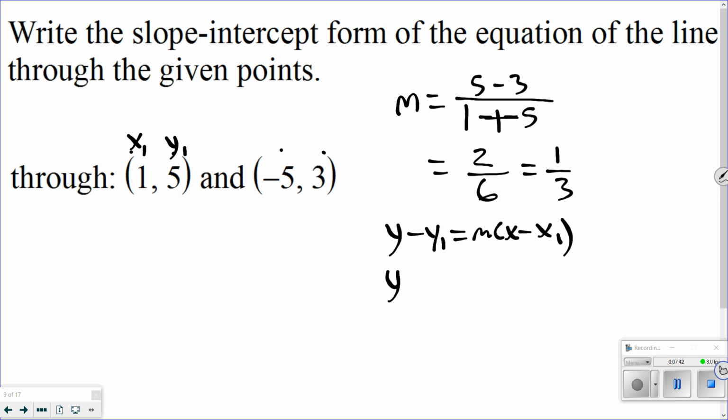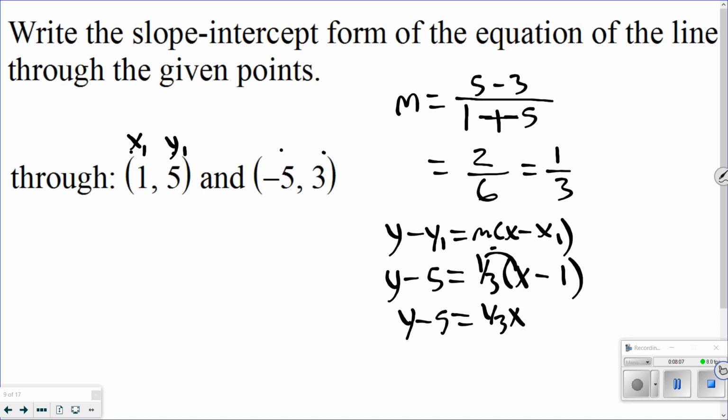So y minus 5 equals 1/3 times x minus the x coordinate. Okay, that is the equation of the line. Now it's just a matter of putting that equation in the correct form. So distribute the 1/3 through. Y minus 5 equals 1/3 x minus 1/3. Add the 5 over. This one's a little tricky because we're going to end up with a fraction.